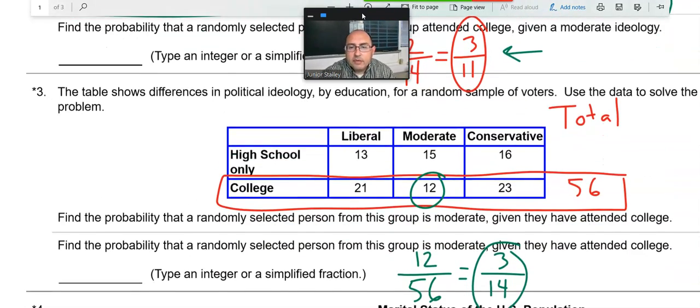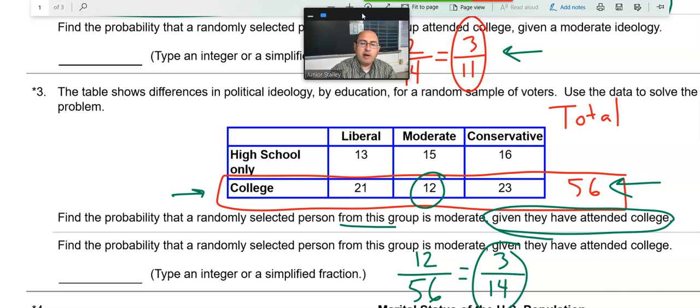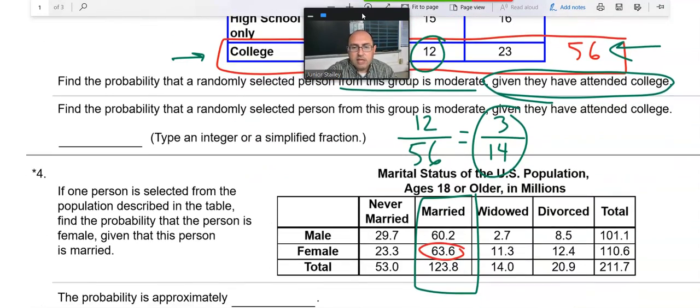Okay, question 3. Once again, they've got this given that they've attended college. Now that just means they focused me on that row. I did have to find the total at the end there of 56. When I added 12 and 21 and 23, I got 56. Out of that, they said find the probability that the group is moderate. So that was the 12 out of the 56. I reduced that by taking a 4 out of the top and the bottom, and I got 3/14. So they're just reducing the fraction. That's all they're doing.